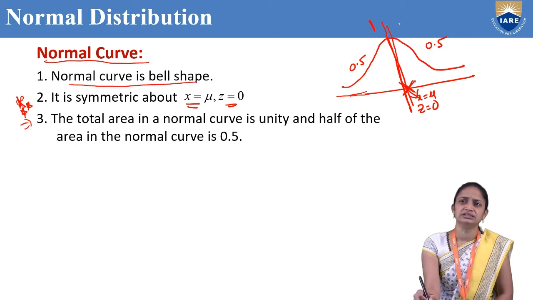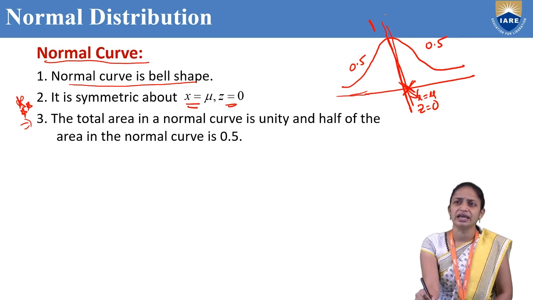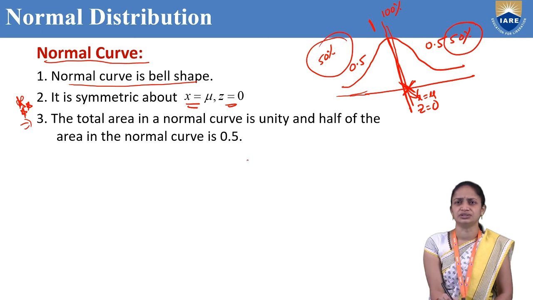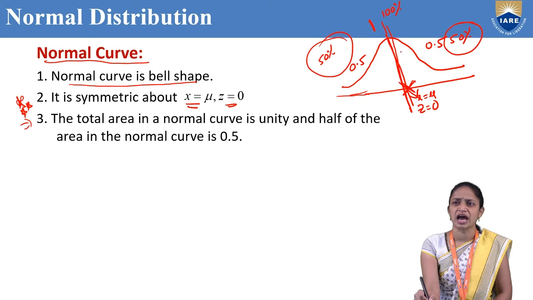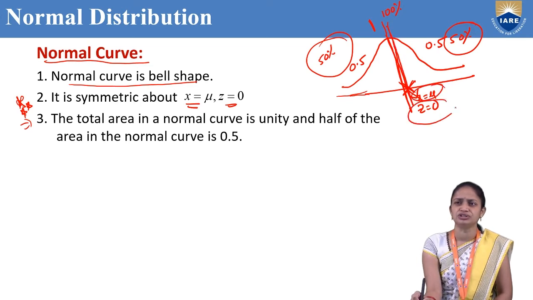So the meaning of this is that the total area is 100%, the left side area is 50%, and the right side area is also 50%. Okay. So what is a normal curve? The normal curve is bell shaped and it is symmetric about x equal to mu and z equal to 0, and the total area is unity and half of the area is 0.5.